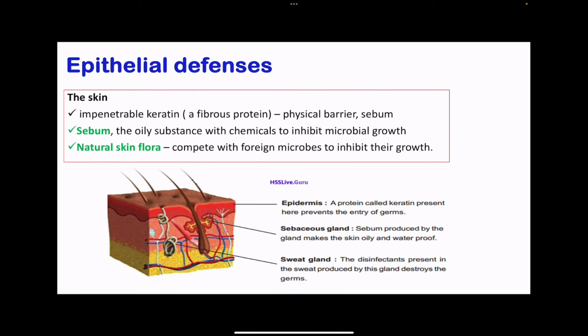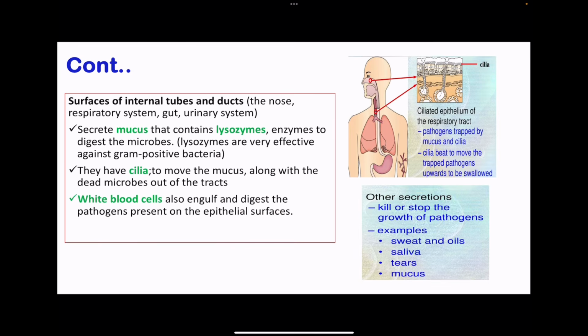Moving on to epithelial defenses. The first one is the skin. Our skin contains keratin, which is a fibrous protein, and this is going to be a good physical barrier. There is also sebum, which has antimicrobial properties. We also have skin flora. These are microorganisms whose purpose is to outcompete pathogens for space and nutrients in order to prevent us from infection.